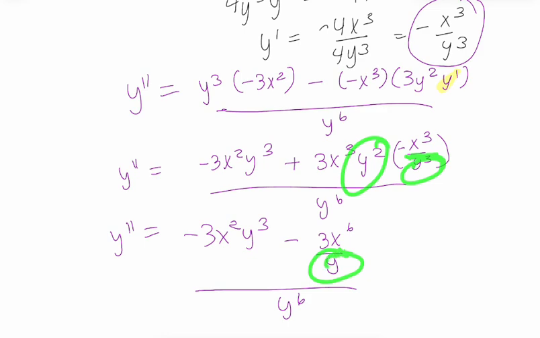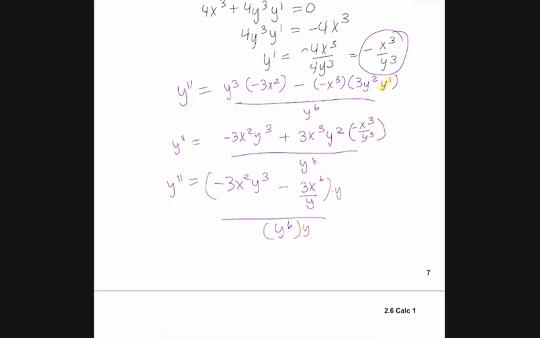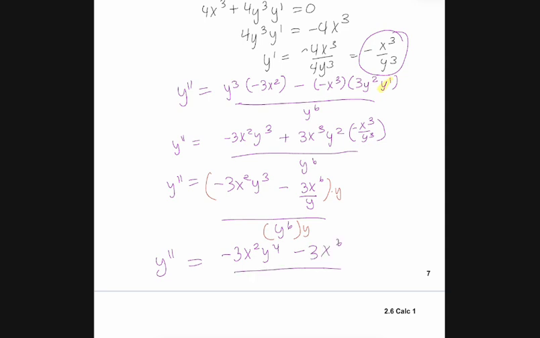Okay. Now, the only thing we have to fix is we shouldn't have a fraction within a fraction. That's an easy fix. Just multiply by that inner denominator. The only denominator I have is a y, so multiply top and bottom by y, and we're going to fix the problem in one step. So our final answer should look like this. Negative 3x squared y to the 4th minus 3x to the 6th, because those y's canceled out there, over y to the 7th.